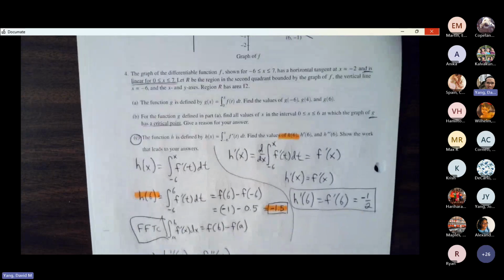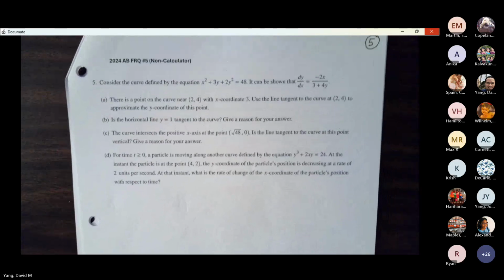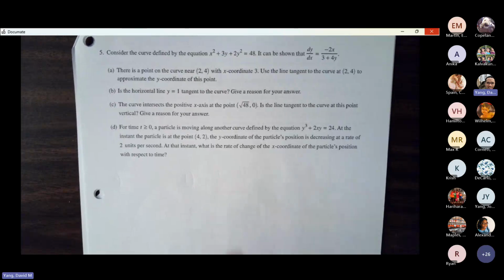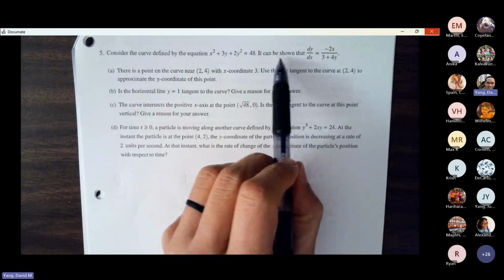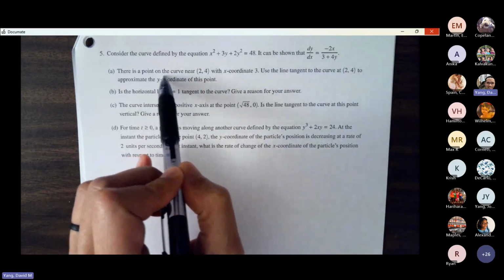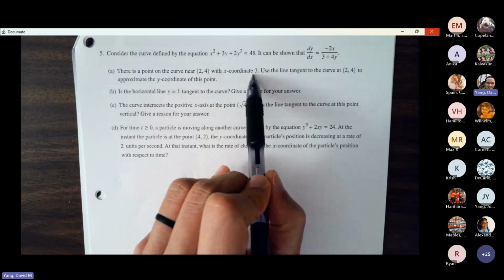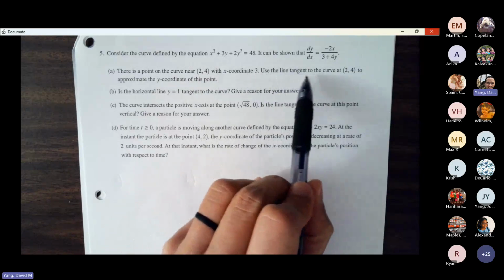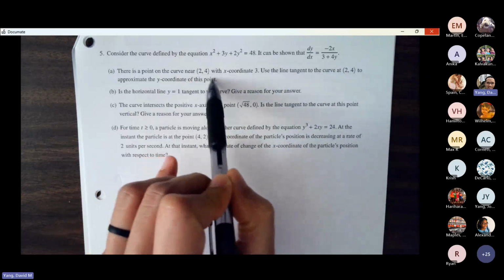Okay, number 5. Consider the curve defined by the equation x squared plus 3y plus 2y squared equals 48. It can be shown that dy dx equals negative 2x over 3 plus 4y. There is a point on the curve near ordered pair 2, 4 with x coordinate 3. Use the tangent line to the curve at 2, 4 to approximate the y coordinate at this point.